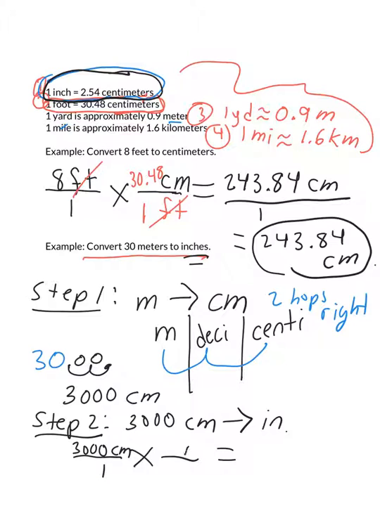We want to convert to inches. If we want to get rid of centimeters, it has to go on the bottom of the last fraction. Use the numbers from equation 1 to fill in the blank spots. So there's 1 inch, according to equation 1, for every 2.54 centimeters.